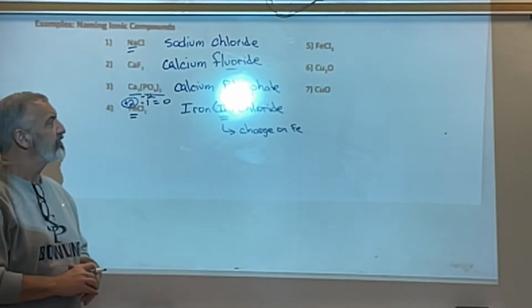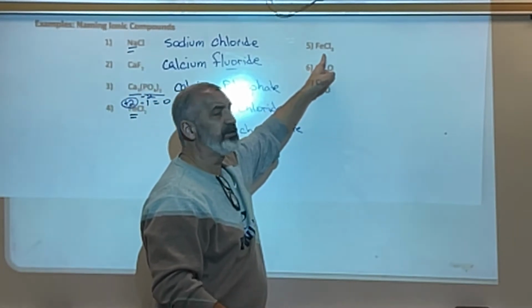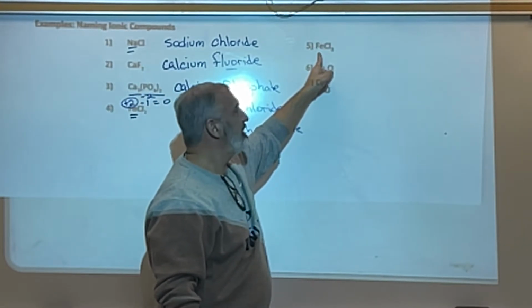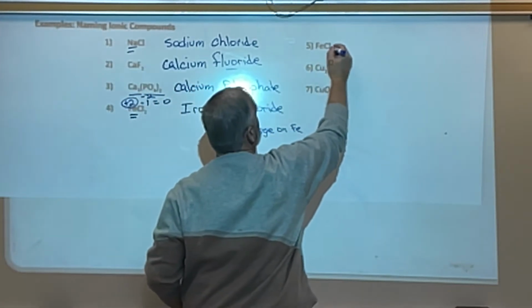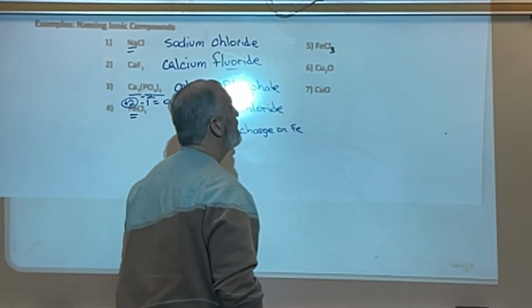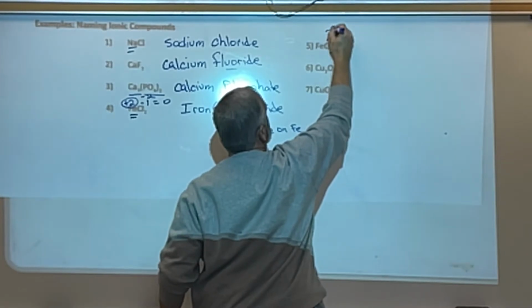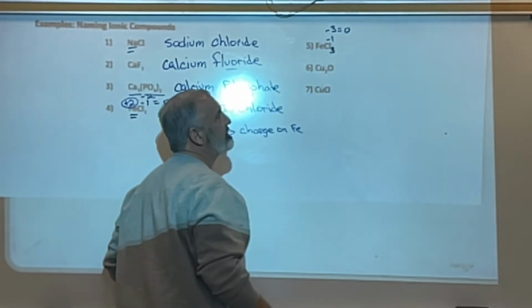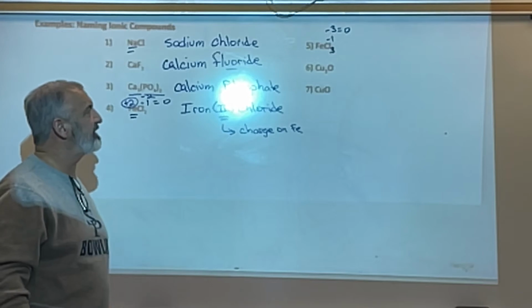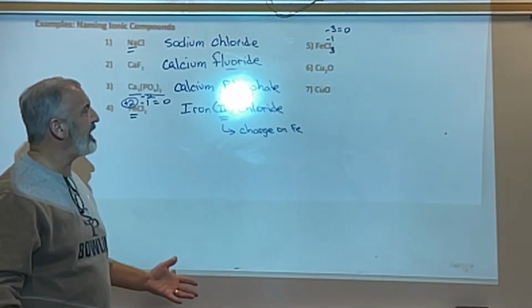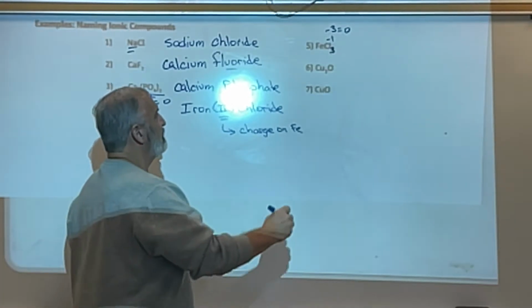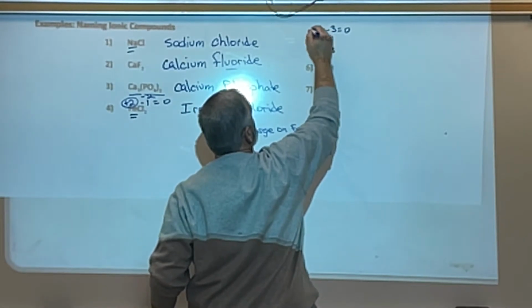Okay? So now when I come up over here to this one, again it's iron, but this time it's FeCl3. So I know chlorine is -1. I have 3 of them, -3. It has to add up to 0 because the charges always add up to 0. Therefore, since there's only one iron, the charge must be +3.